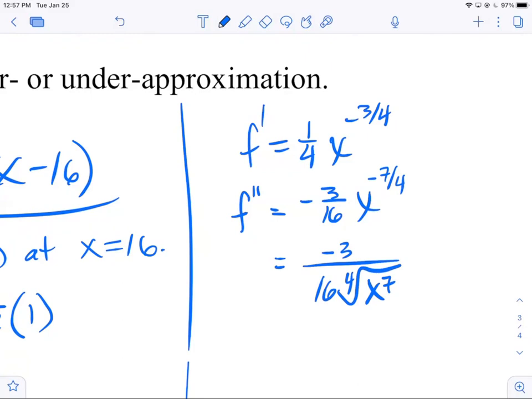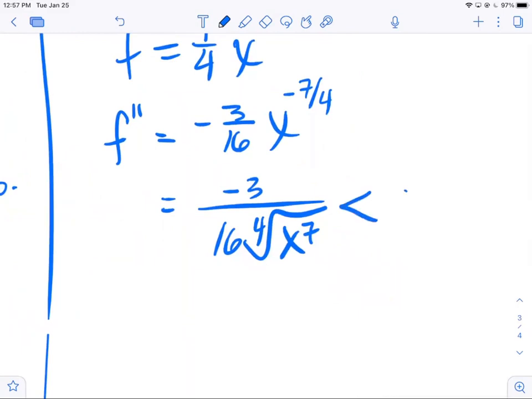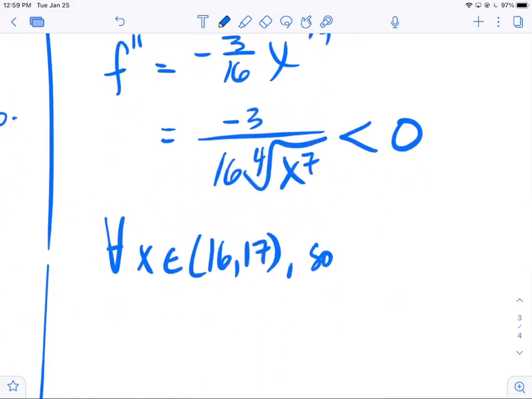Negative, right? So if you want to say right here at this step, this is less than 0 for all x in the interval between 16 and 17. Again, don't just say for all x greater than 0. Make it between your center and the x value you're using. And now we'll answer.